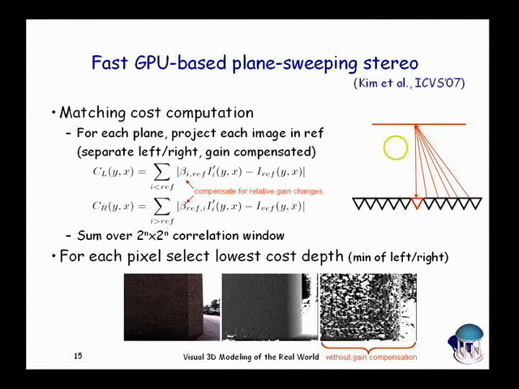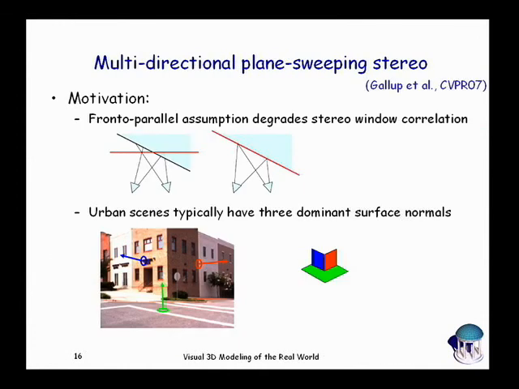And so this is just an illustration of what happens when you don't compensate for gain, and there's actually gain change going on. It just completely gets random. OK, so that's the standard stereo algorithm.